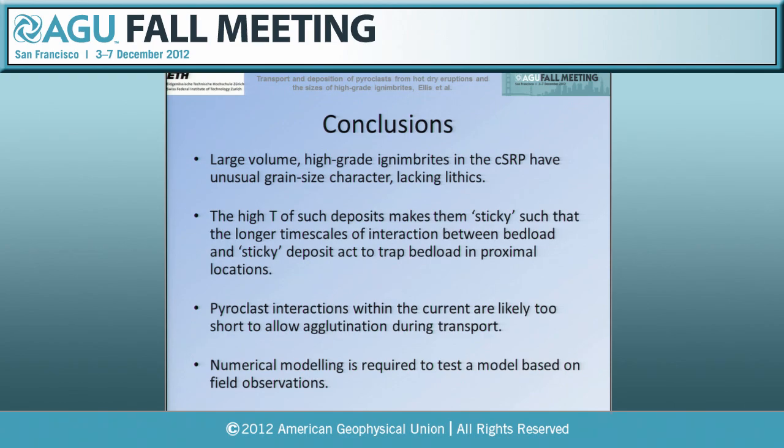But I can show you that it's not load welding, because when you get to these thin sheets of glass, which are 3 meters thick, those are intensely welded and they've had no effect of load. So it has to be right then, at the time.